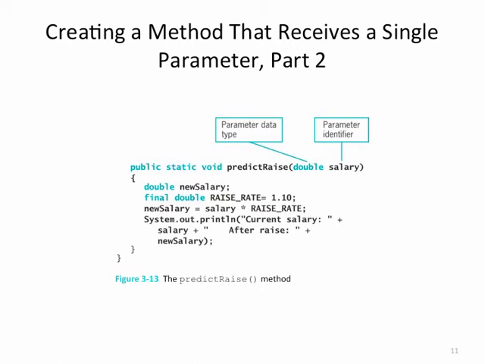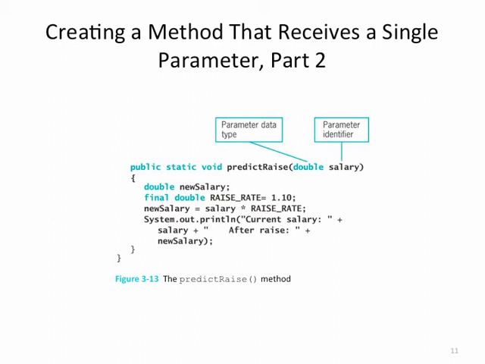Inside this method predictRaise, we declare a new variable called newSalary. It is a double. We create a final, which is final double RAISE_RATE equals 1.10. Notice that RAISE_RATE is all caps, and we do use the underscore. I have said no special characters, but some are allowed, such as the underscore, and in this case it's an appropriate use. newSalary equals salary times RAISE_RATE, so we're taking whatever the parameter is, whatever's in salary, multiplying that by the raise rate, and storing the result in newSalary.